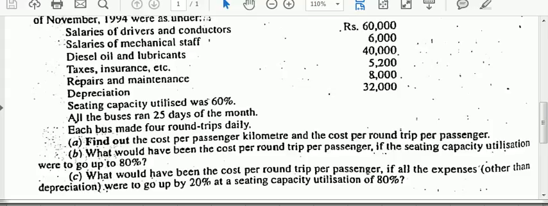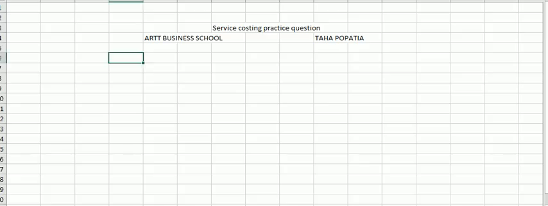A. Find out the cost per passenger kilometer. So our composite unit, as discussed in the basic videos, over here is passenger kilometers, and the cost per round trip per passenger. Let us first calculate the cost per passenger kilometer. Let me first add up all the costs and calculate the total cost.